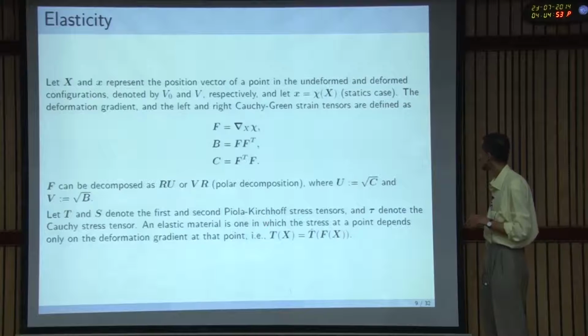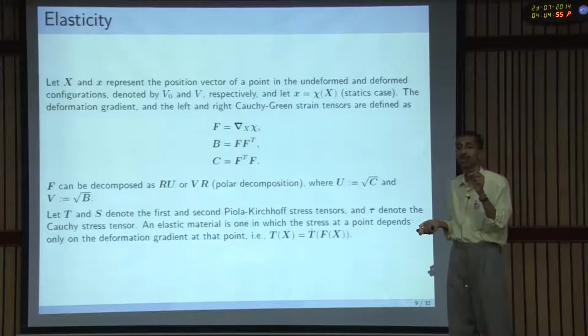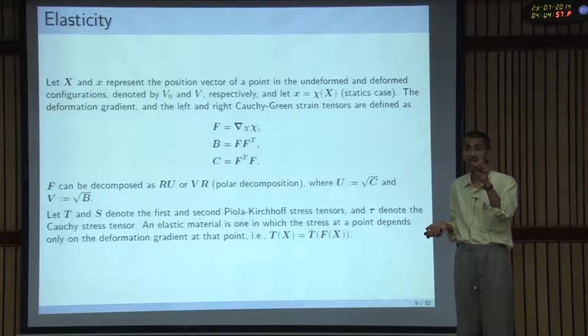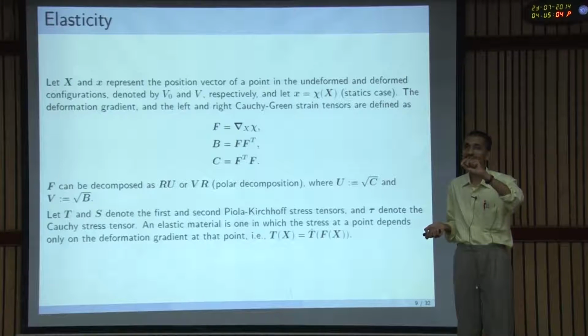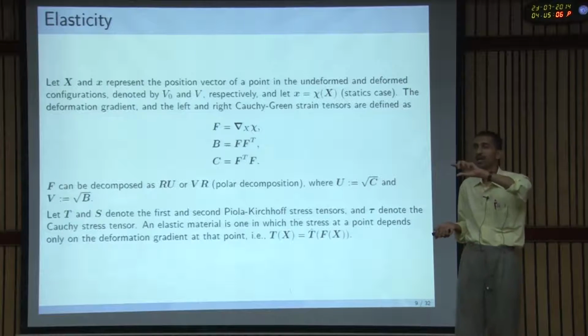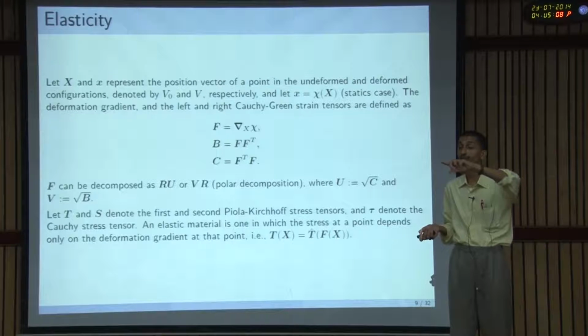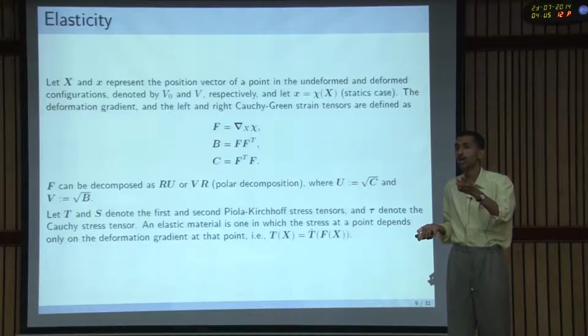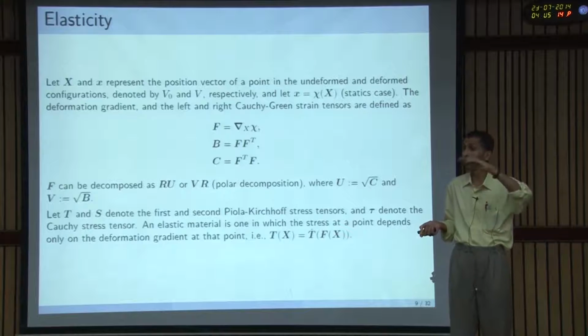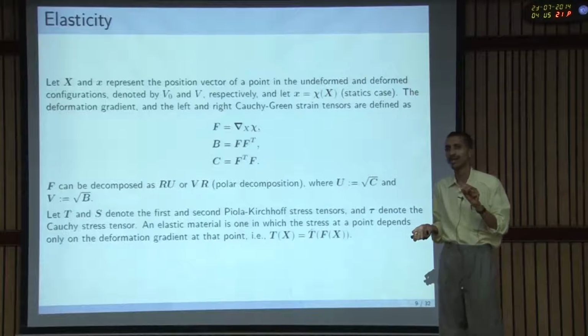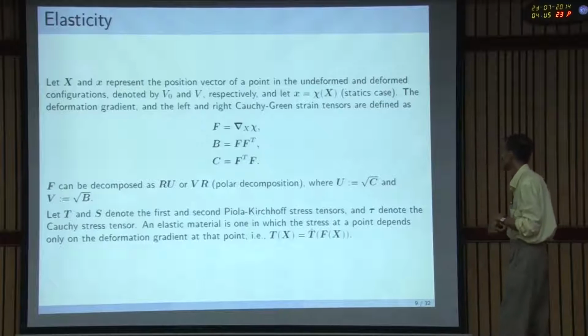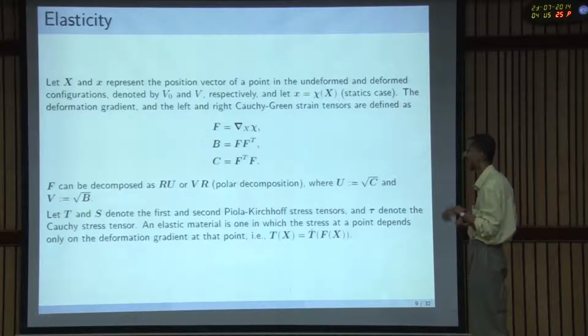An elastic material is one where the stress at a point depends only on the deformation gradient at that particular point. In principle, the stress at a point can depend on the deformation gradient of points in the neighborhood, or it can depend on the history of the deformation gradient. All those things we are saying it doesn't depend on. Such an idealistic material we call an elastic material. So it depends only on the deformation gradient at that point and at that instant in time.